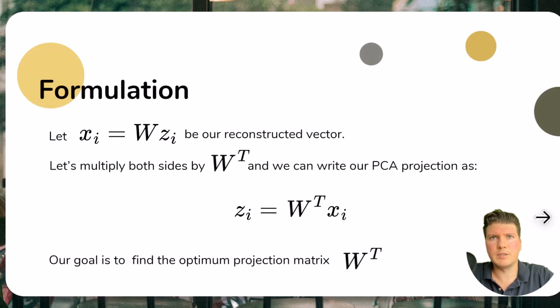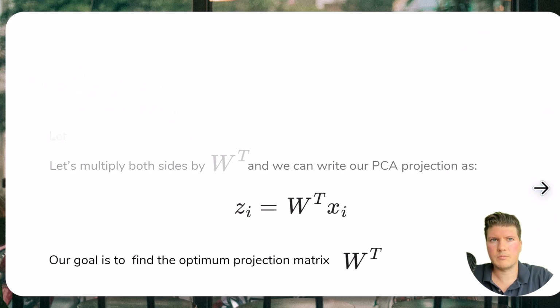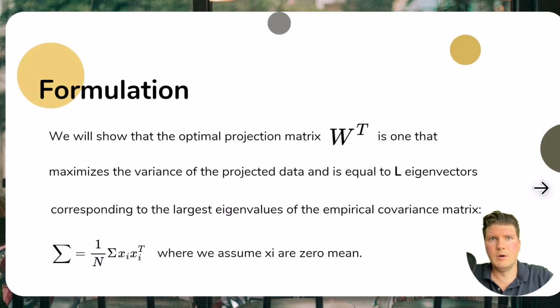Let xi be a reconstructed vector. We can multiply both sides by W transpose and write our PCA projection zi as W transpose xi. Our goal is to find the optimum projection matrix W transpose. We will show soon that the optimal projection matrix W is the one that maximizes the variance of the projected data and is equal to l eigenvectors corresponding to the largest eigenvalues of the empirical covariance matrix sigma, where we assume that xi, our data vectors, are zero mean.